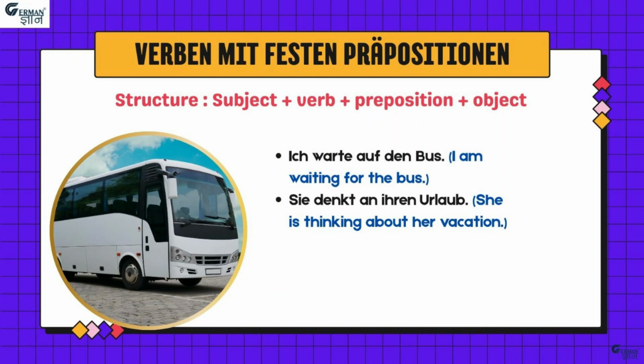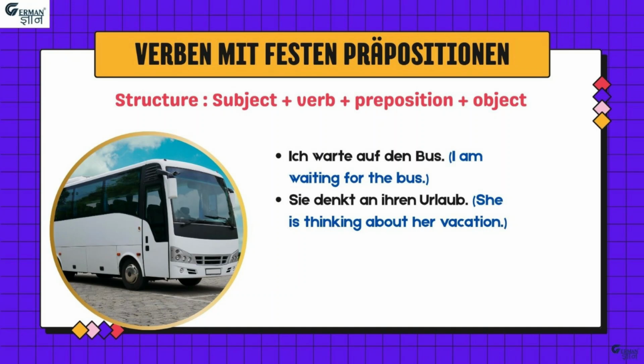So according to this, in German you should have written "ich warte für den Bus", because in English you are waiting for, and for we write "für" in German. But why are we not using "für" and we are using "auf"? Because the verb "warten" has a fixed preposition, which is "auf", so you have to follow the same preposition.